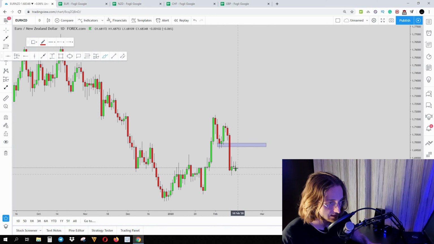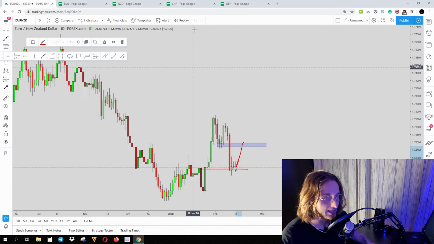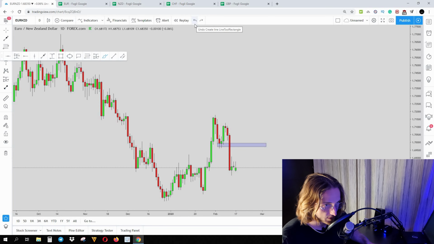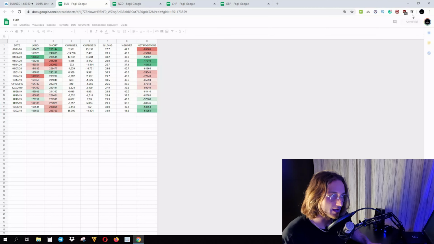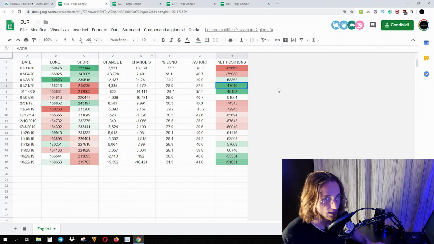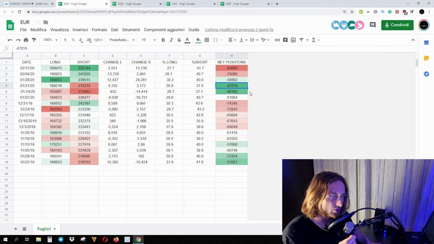turned resistance. And we are also at daily support, which confirms that we definitely can expect a pullback from this area. But we have to go and see what banks are doing on the euro and what they're doing on the NZD. So if we go and see what they're doing on the euro, we can see that there has been some massive shorting lately.